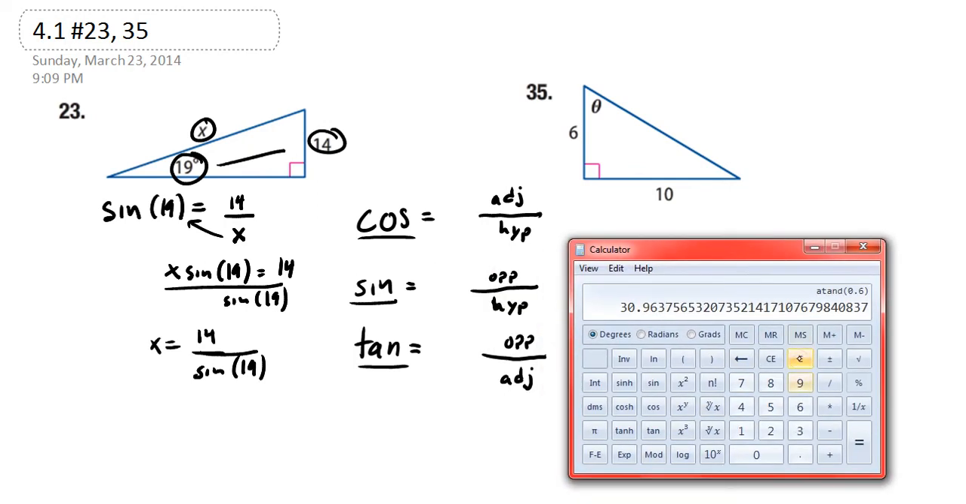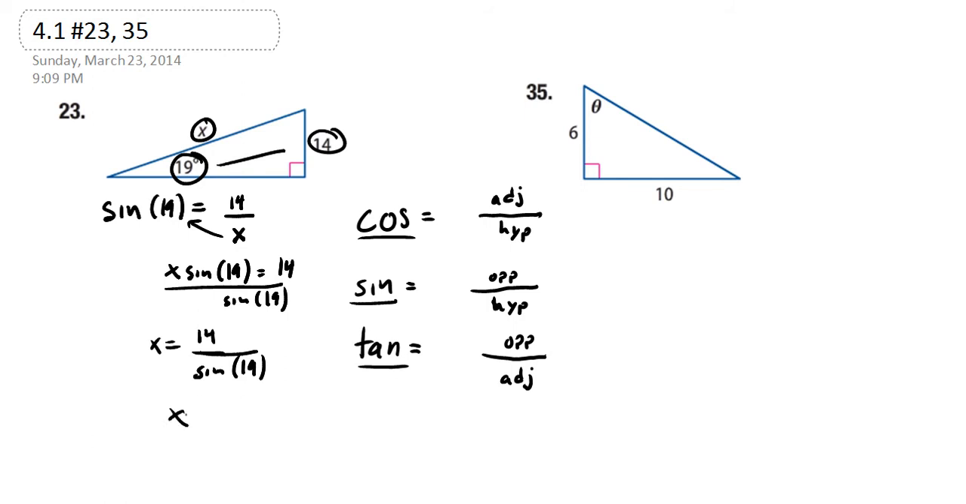So you have 19 sine, 0.325568. So 14 divided by 0.325568, that should be enough, 43.001. And we only need to go out to the nearest tenth, so x equals 43.